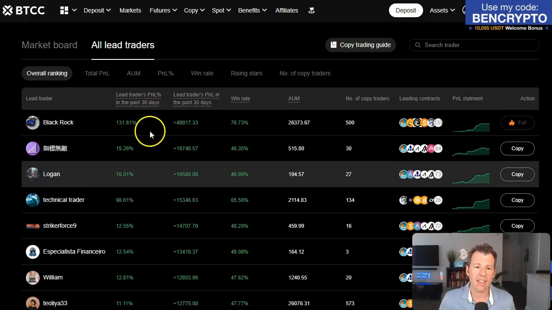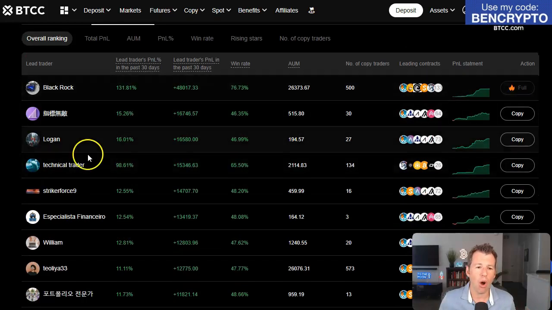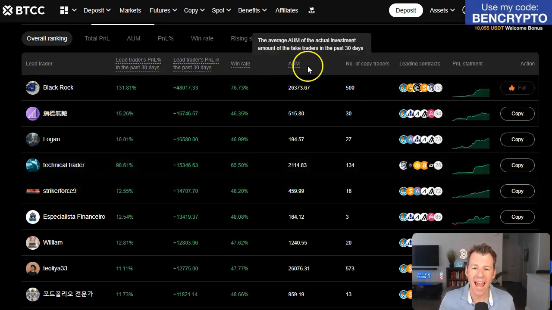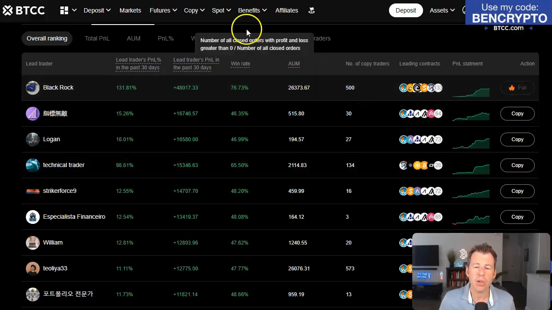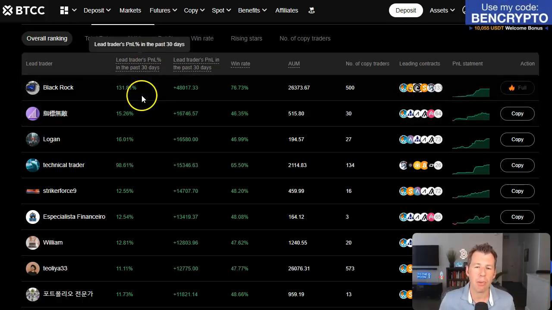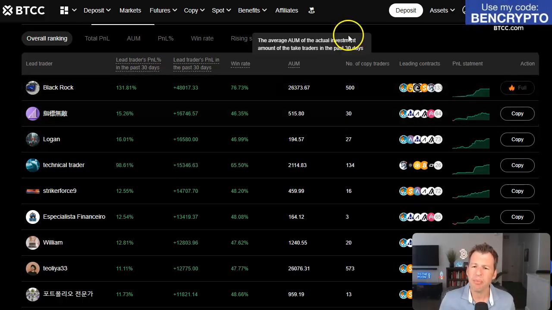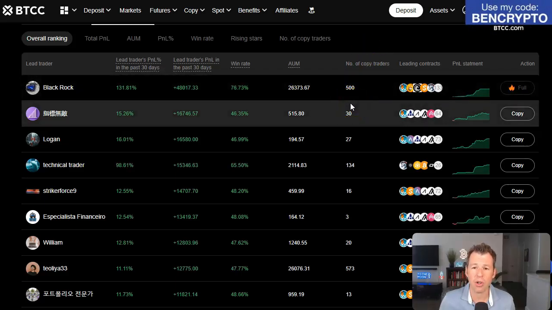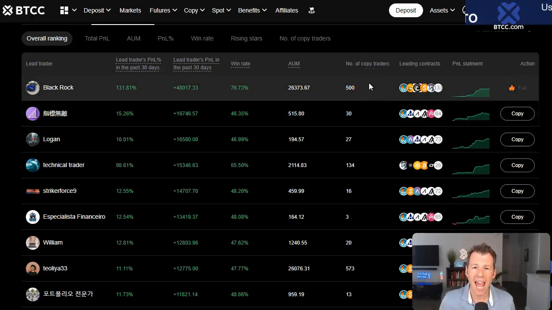Click on that. Okay, then this brings you up to the leaderboard. So these are all the lead traders, again, who are trading with their own real money. You can see the amount of money, the assets under management they're trading with. You can see the win rate of all their trades, what percentage of trades are profitable versus not. You can see the P&L of their portfolio in the last 30 days, how much it's gone up on a percentage basis and a gross basis. You can see the number of copy traders copy trading each of them. You can even see the returns each of the copy traders has been making when they specifically copy trade that lead trader.